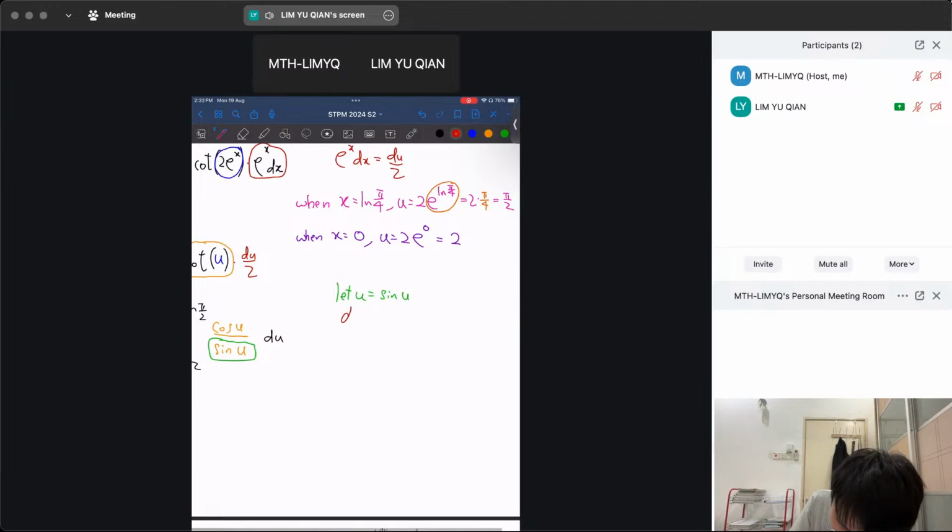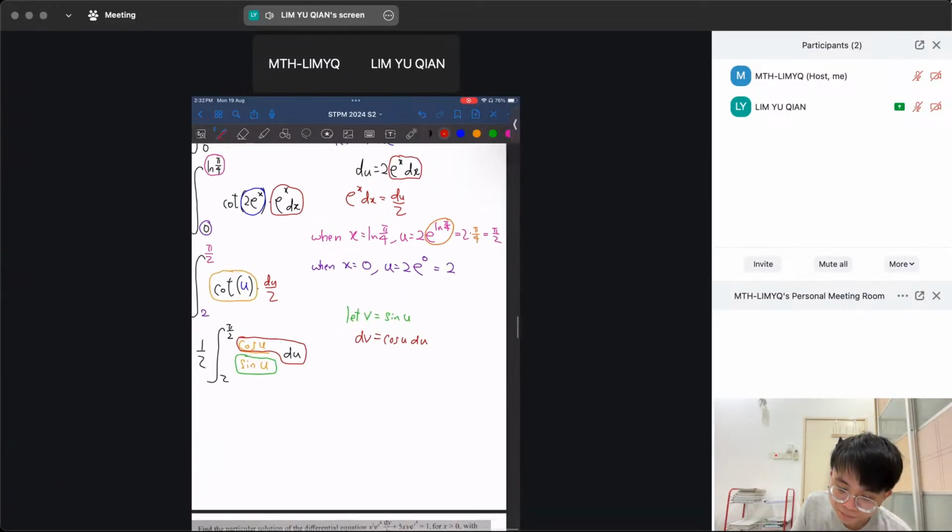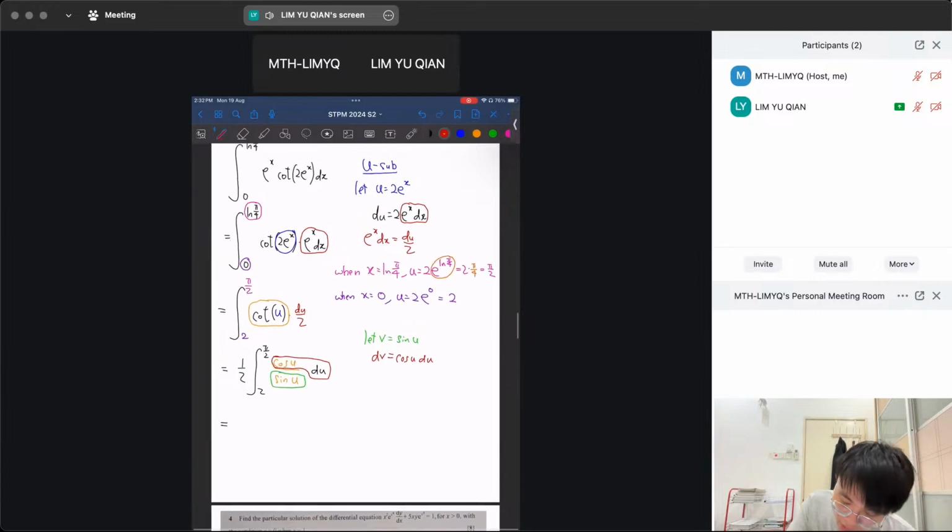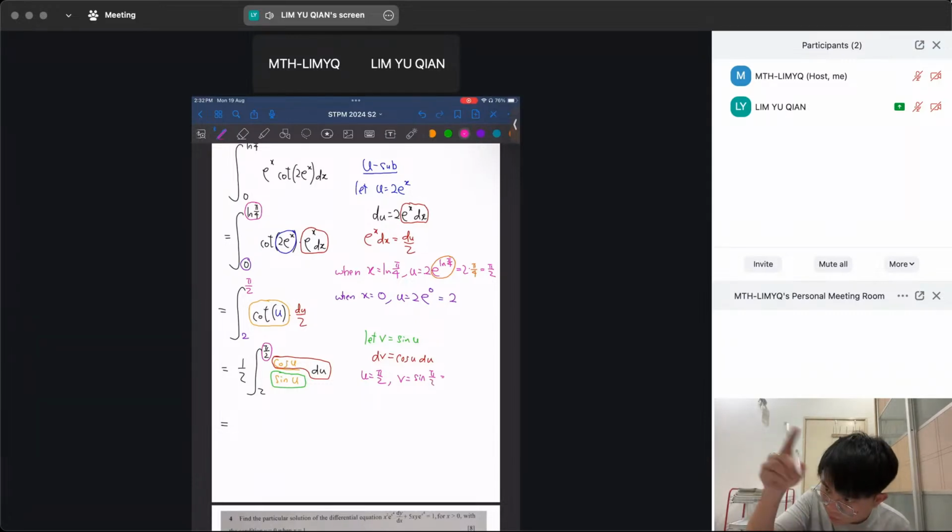So dv equal to cos u du. This is what I want to substitute: cos u du equal to, can't use u anymore, sorry, a new v, okay, dv. Okay, so change also the upper and lower limit. When u equal to pi over 2, v is equal to sine pi over 2, which is 1.